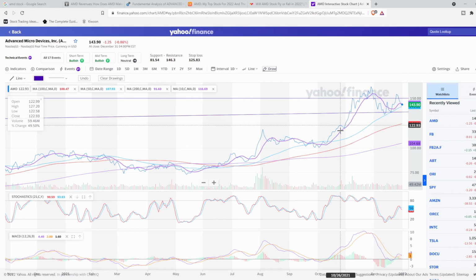But yeah, guys, that's basically all I have right now. I think based on potential growth, and don't get me wrong, there's a lot of risk involved, AMD has a lot of room to run. The reasons why AMD stock could fly in 2022, in my opinion, outweigh the reasons why it could fall.